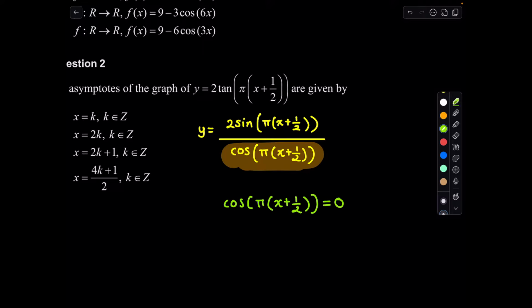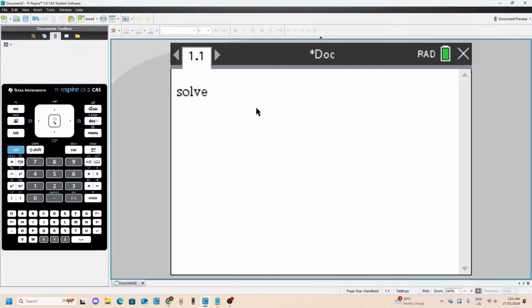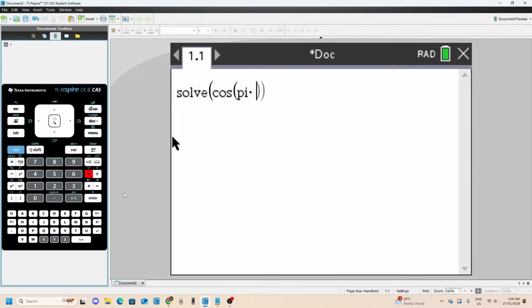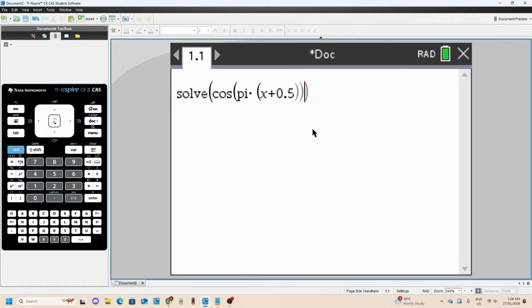Let's do it. So I'm going to go to add calculator, and I'm just going to write solve, cos, pi times x plus half. Half you can write as just 0.5, and that's it. Make it equal to 0, comma x. And here it is. This is our general solution. X equals n. Now remember, n here, if you're ever wondering, it's an integer. n is an element of all integers.